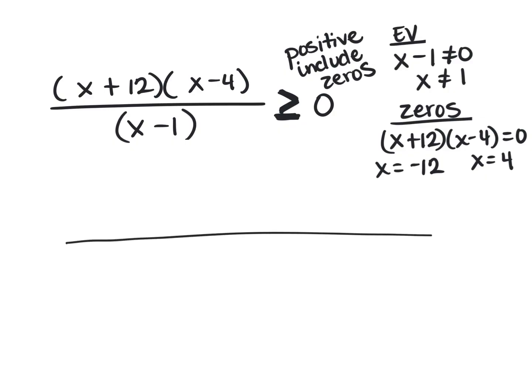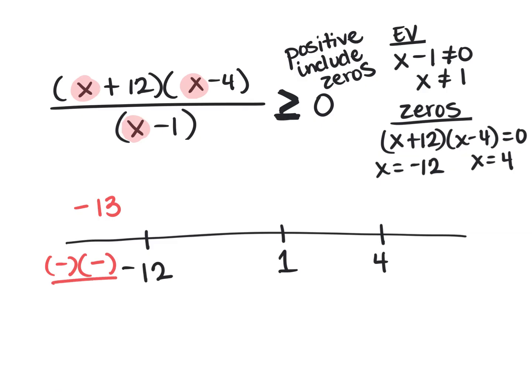So on my number line, we are going to put our smallest number is negative 12. Our next largest is the number 1. And then to the right of that, we'll have the number 4. As we choose our test values, we're going to be plugging them in for this x, and this x. So when we go to the left of negative 12, let's use negative 13. So negative 13 plus 12 is a negative. Negative 13 minus 4 is another negative. And then negative 13 minus 1 is a negative. So this is a positive divided by a negative, which is negative.